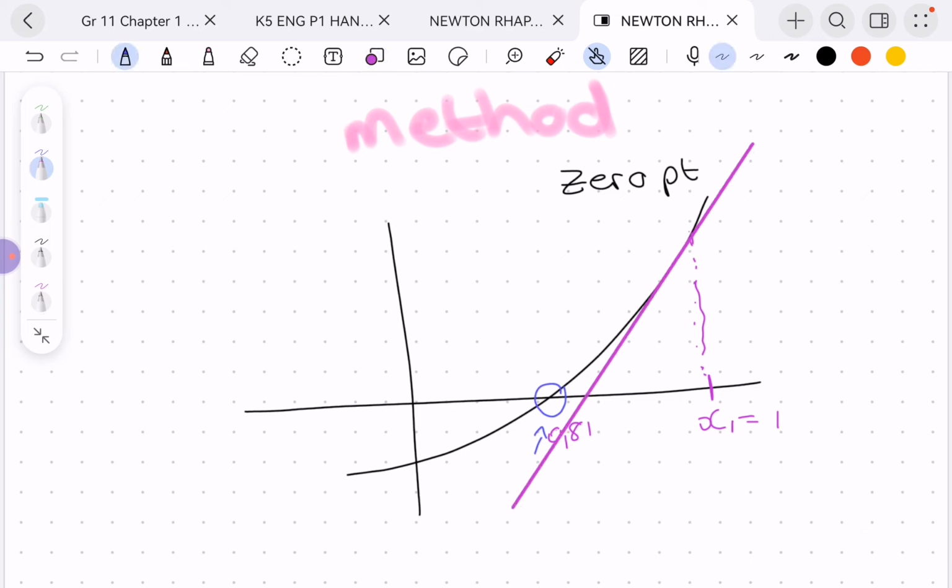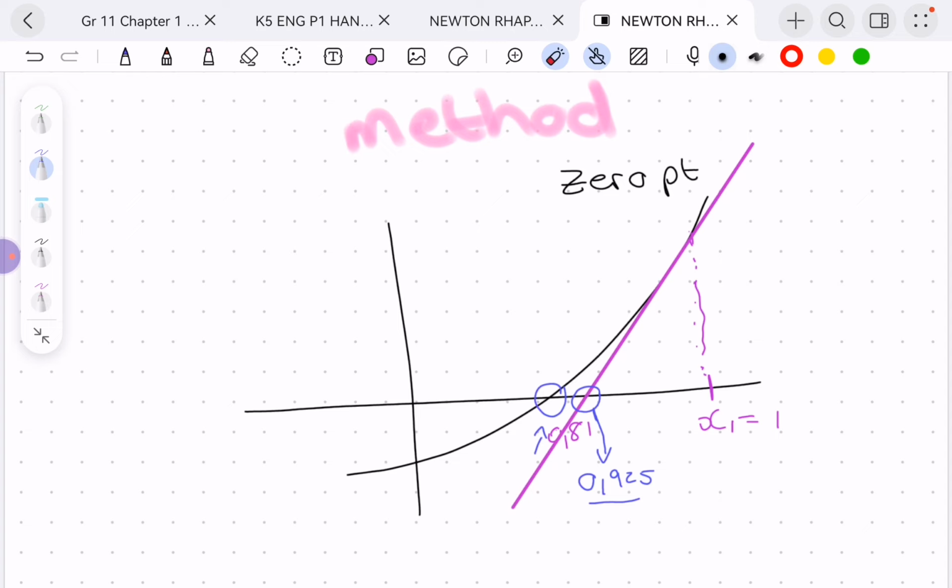And wherever the tangent cuts my x-axis, whatever this answer is, let's say this is now 0,925, it's going to be a better answer than 1. 0,9 is klaar 'n beter antwoord as hierdie antwoord 1. Hy is klaar baie nader, it's already much closer.